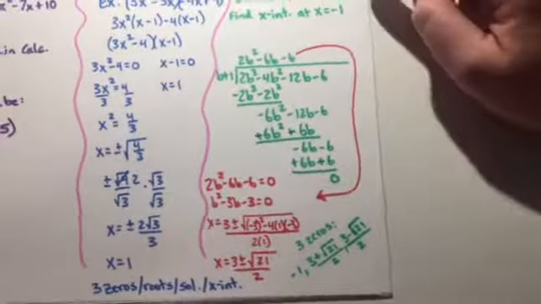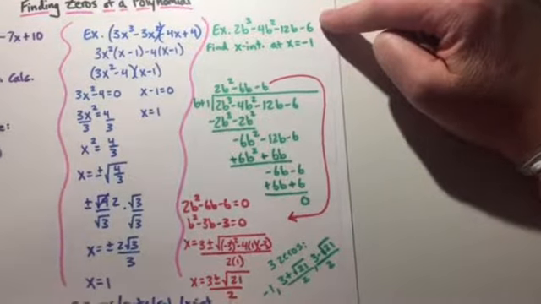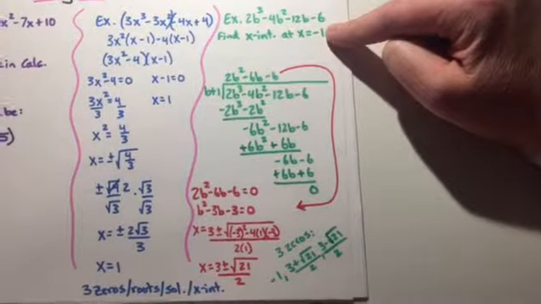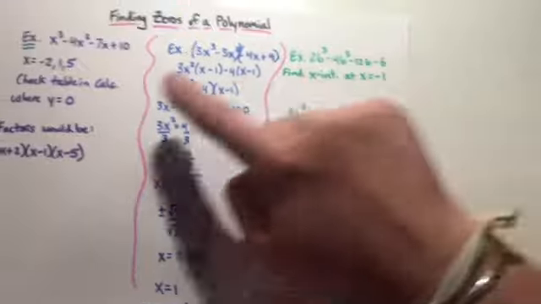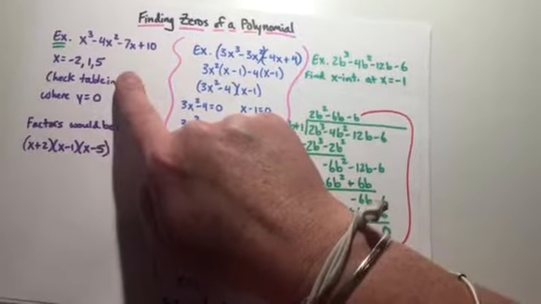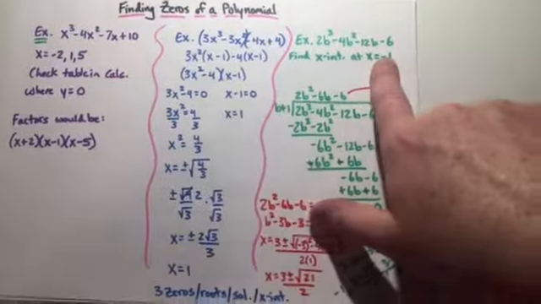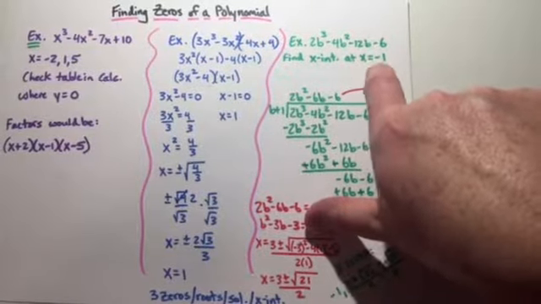Now the third example, we can find an x-intercept in the calculator at x equals -1. So if we plug it in, we check our table the way we did this one, we would have found that y equals 0 in our table at x equals -1.